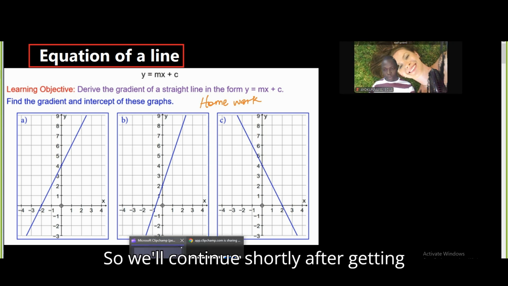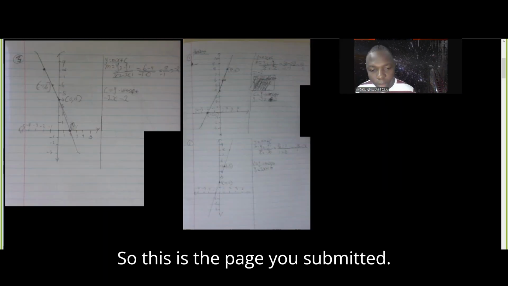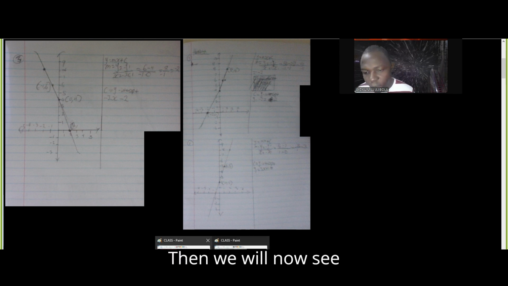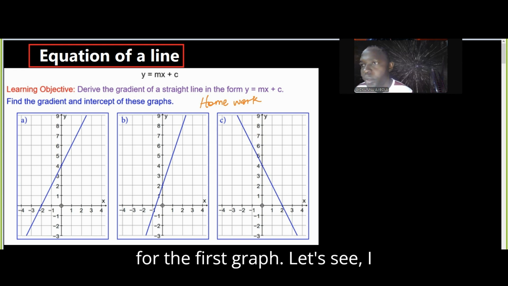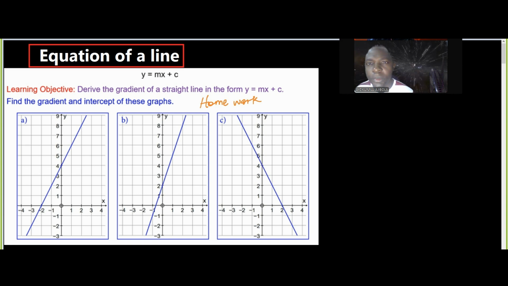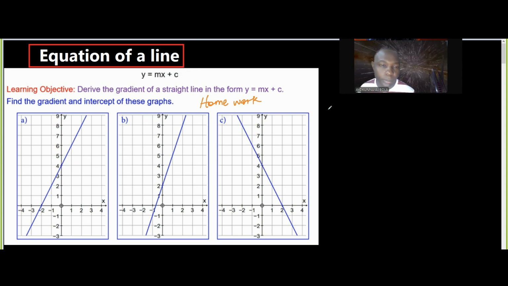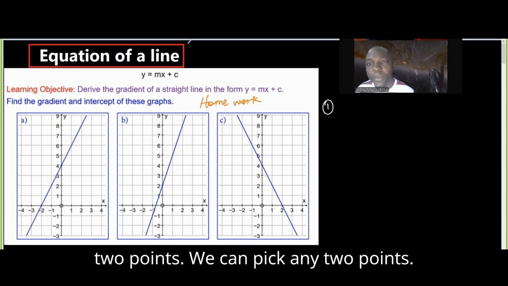Okay, so we'll continue shortly after getting there. So this is the page you submitted. Let's look at the solution together. Then we will now see the first graph. Got this for number one. Oh, that's too small. For number one, we're going to pick 2 points. You can pick any 2 points.